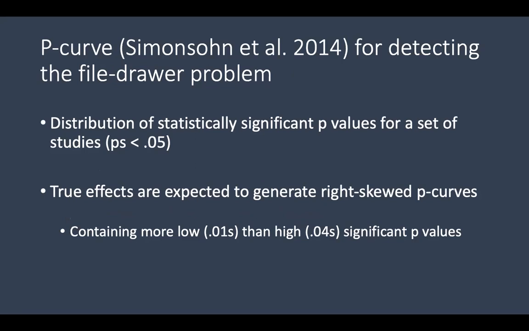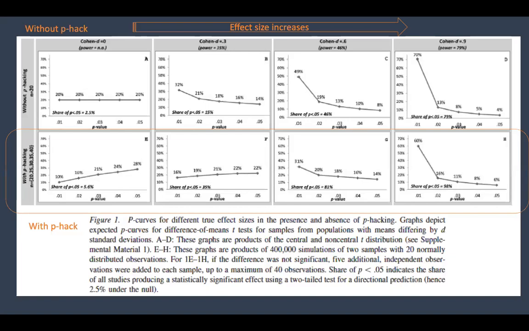The p-curve basically looks at the distribution of p-values. Remember, for any values we can observe a distribution, right? So what p-curve does is that it observes the distribution of statistically significant p-values for a set of studies. And if there's a true effect, we expect a certain pattern of p-curves, okay? So it's a right-skewed p-curve.